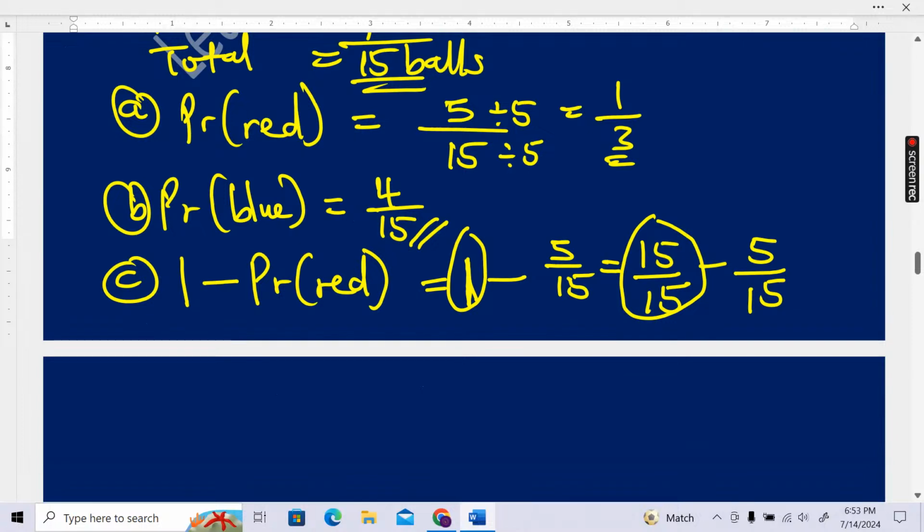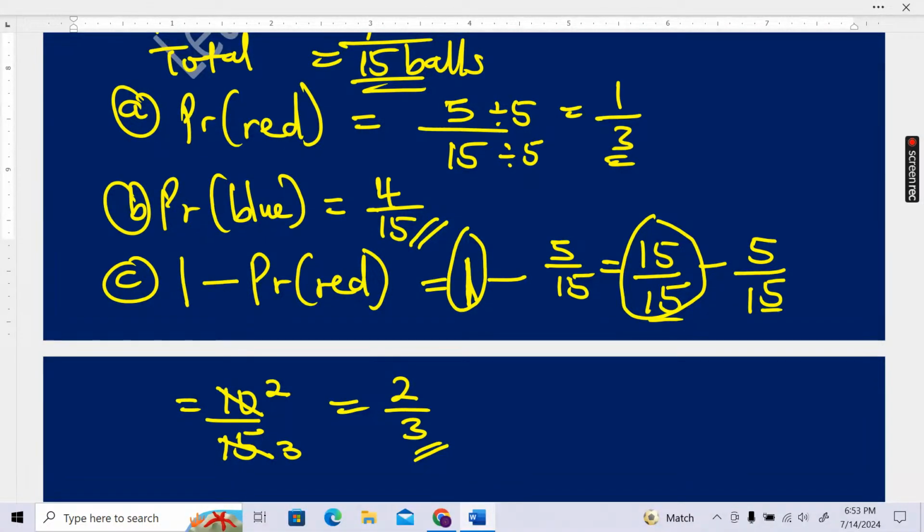So now, what is 15 minus 5? When the denominators are the same, just subtract the numerators, or add the numerators. So 15 minus 5 is 10. That's equal to 10 over 15. So let's reduce to the lowest term. 5 divides 10, we have 2. 5 divides 15, we have 3. So the answer is equal to 2 over 3.